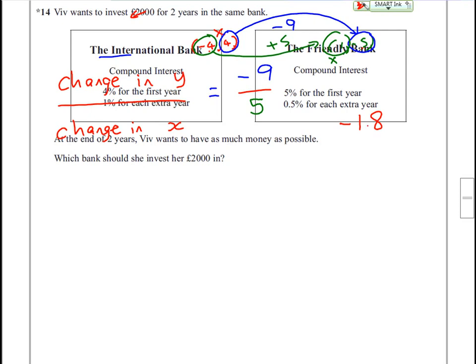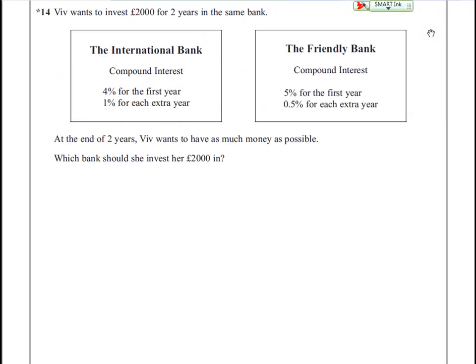Question 14. You can see it's a starred question, so you're going to be assessed on how well you explain your answer. Be very careful. Viv wants to invest £2,000 for 2 years in a bank. She's got 2 choices, the international bank or the friendly bank. At the end of 2 years, Viv wants to. So we need to compare the 2 accounts.